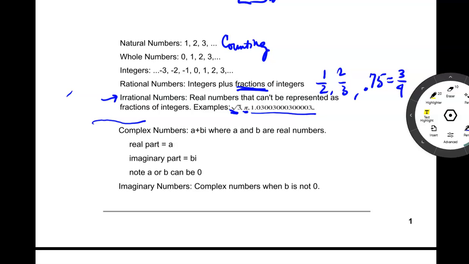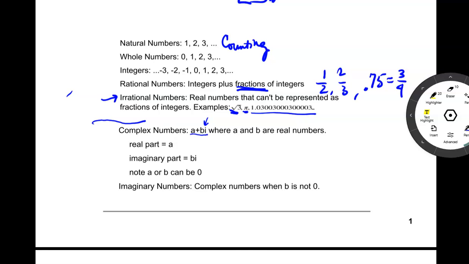Okay, now we're adding our complex numbers. Complex numbers are a plus bi, where a and b are real numbers, but we've got this i. So the i is what makes it complex. The a is called the real part because we can't combine. If we end up with an answer like 3 plus 7i, we can't add those together because of that i. And so the 3, the number that doesn't have the i with it, is the real part. The part that has the i, the bi, is the imaginary part.